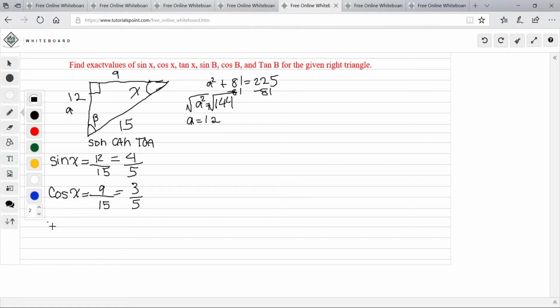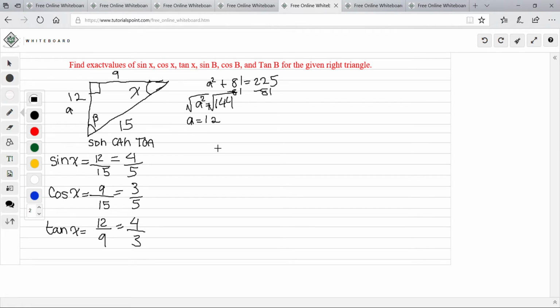Let's do tangent of alpha. Tangent, right here is alpha. So tangent is opposite, and the opposite side is 12. And then here's alpha, and then adjacent is 9. So yeah, you have to really make sure you need to know where you're starting at. So 12 over 9 simplifies to 4 over 3.